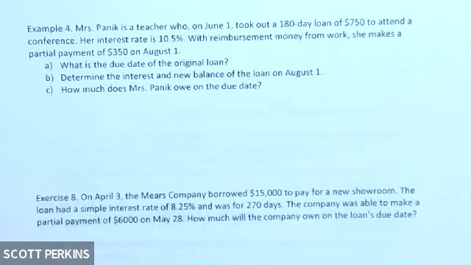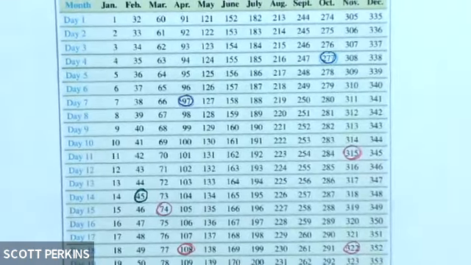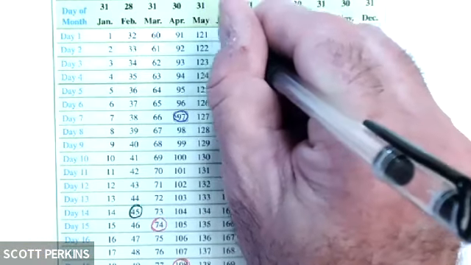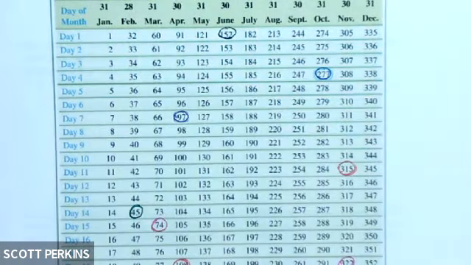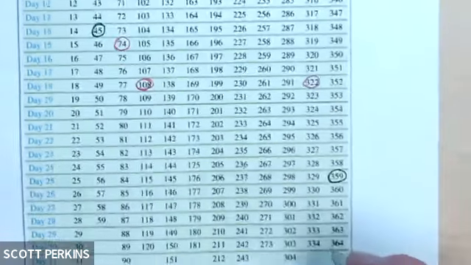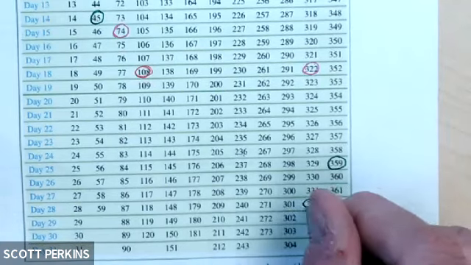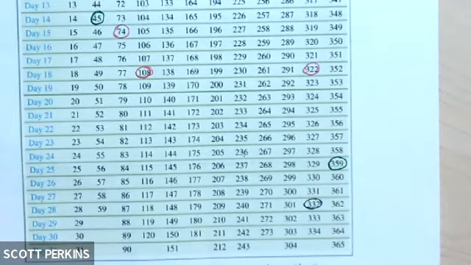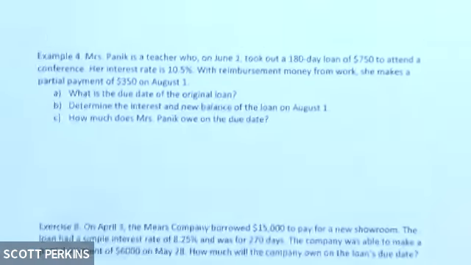First thing, what's the original due date of the loan? So she took out her loan on June 1st for 180 days. So I'm going to go to my page. June 1st is the 152nd day of the year. When I add 180 to that, that's the 332nd day of the year, which is right down here. And the 332nd day of the year is November 28th. So her loan is due on November 28th.